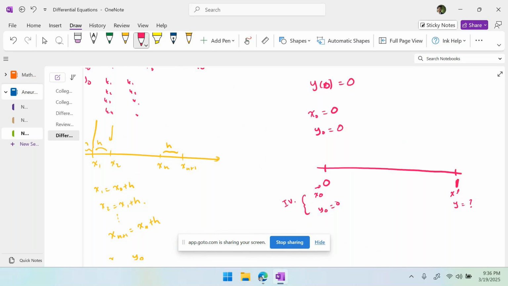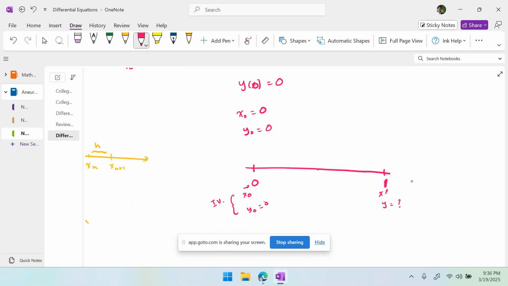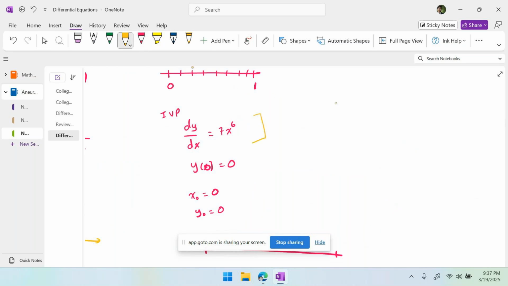So to do that, what I'm going to do is calculate the value of y with this x using the numerical techniques. Now what you should understand is, since this is a very simple differential equation, you can actually solve this one using the analytical techniques we have learned. So the answer to this differential equation is y(x) equals x to the power 7. That's the actual answer, the analytical answer.